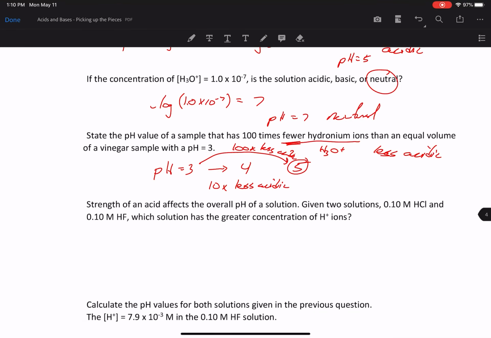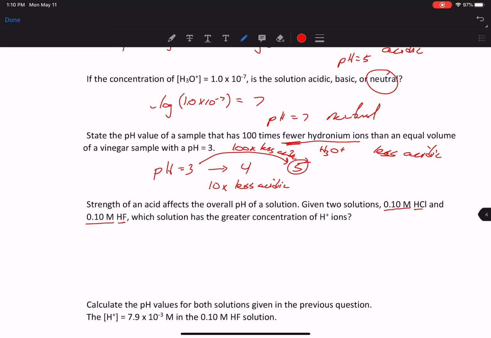All right, so the strength of an acid affects the overall pH of a solution. So given the two solutions, we have 0.1 molarity hydrochloric acid. So that's our concentration of our acid. And then we have 0.1 molarity HF. So which solution has a greater concentration of H+ ions? Now you might be tempted to say that these have the same pH because they have the same concentration.